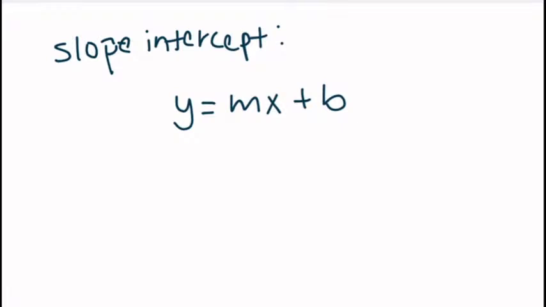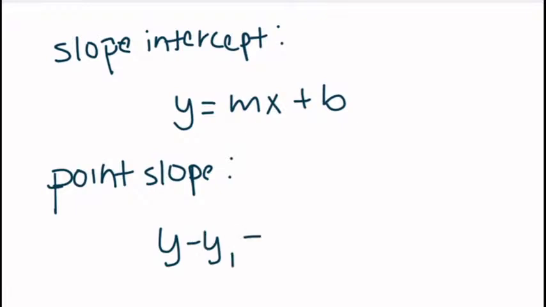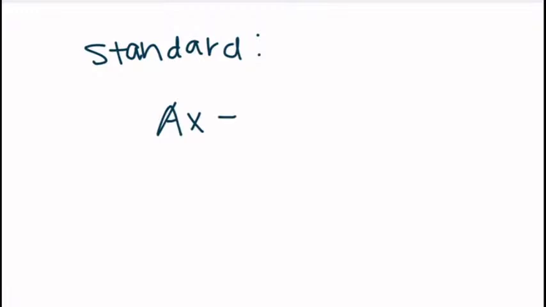The next form is point-slope form. That looks like y minus y1 equals m times x minus x1. And like I said, we'll be going into more about what the variables stand for later on. And then last but not least, we have standard form. Standard is ax plus by equals c. So this is what standard form looks like, and those are all three of the most common forms that you'll probably be using a lot later on.